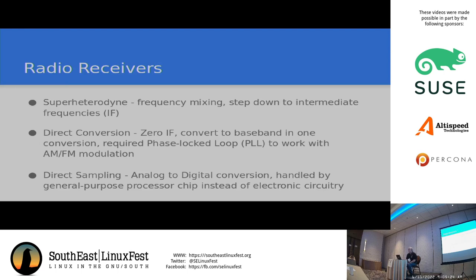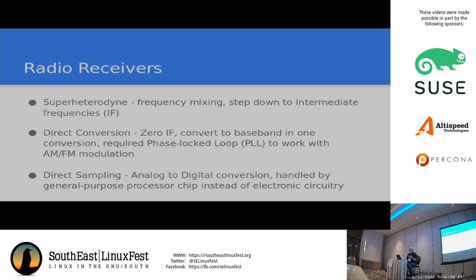Another concept to keep in mind is that these are radio receivers, except for the HackRF, which can also transmit. It can receive and transmit. So there are different types of radio receivers going all the way back to the beginning of radio. The most common radio receiver is a superheterodyne, and I think it's generally considered the most sensitive if you're listening to shortwave international radio stations and things like that.